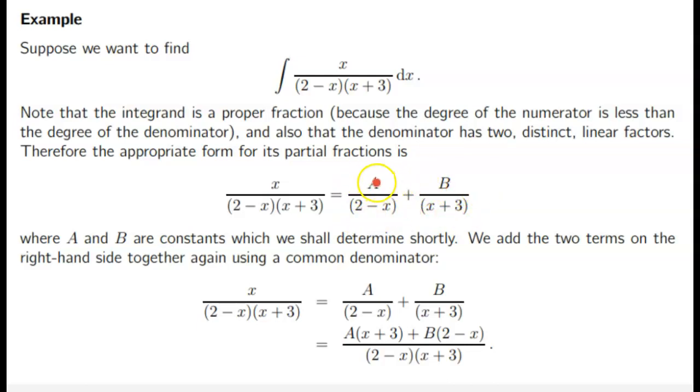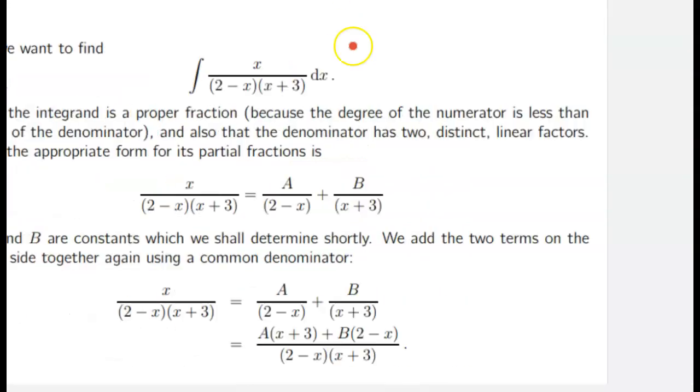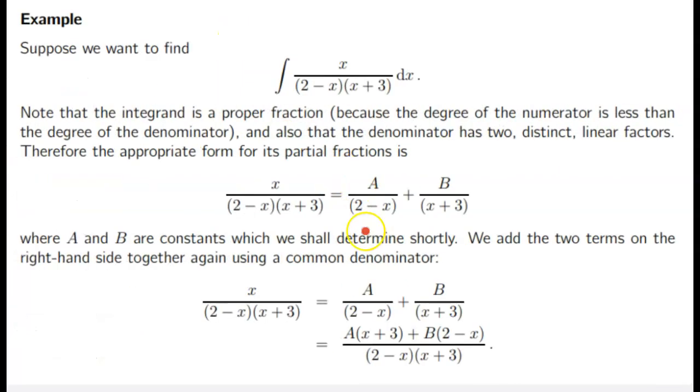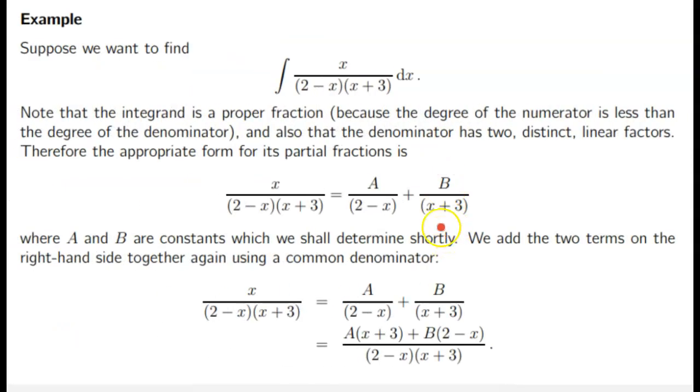Now, we do not know what the values of A and B are. So here we leave this side as it is, and we're going to have a look at solving the other side. To solve this side, what we do is, let me just do that one. I got A over 2 minus x plus B over x plus 3.